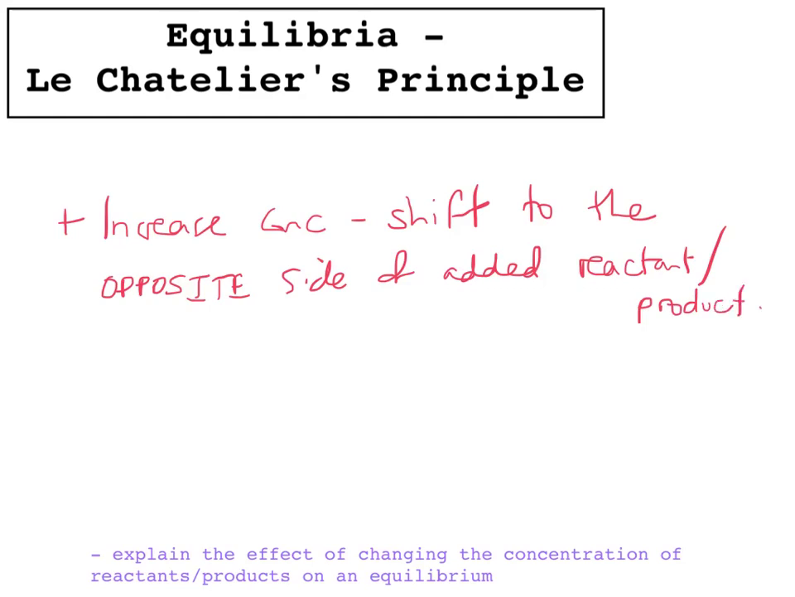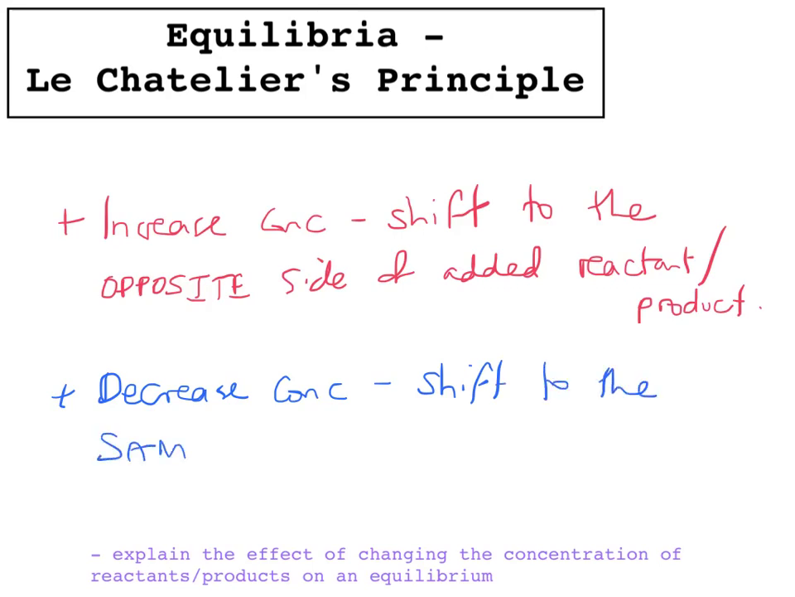If you were to decrease the concentration, then the equilibrium will shift in order to make more again. Because if you decrease it, it's going to oppose it and therefore want to make more. So it's going to shift this time to the same side as the added reactant or product.